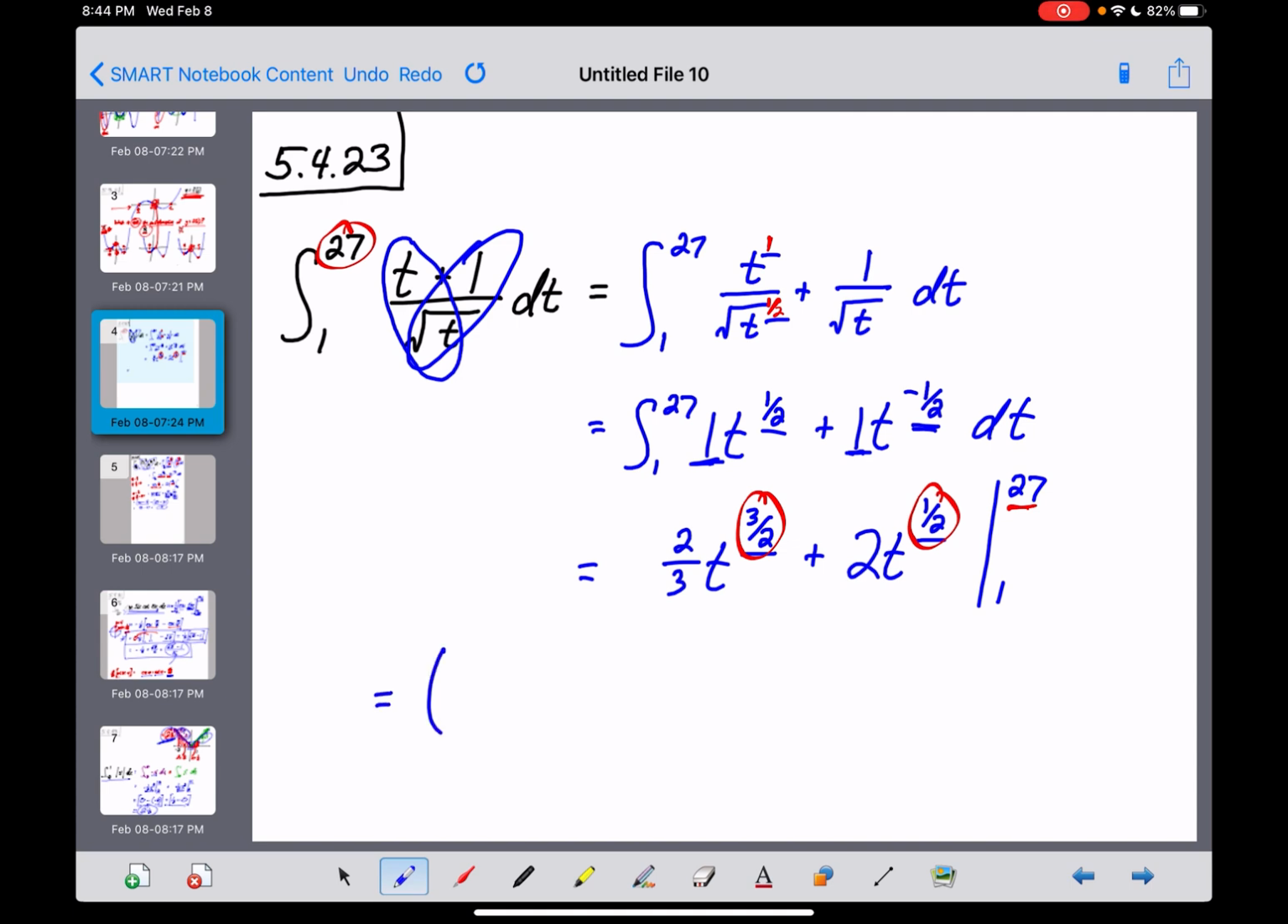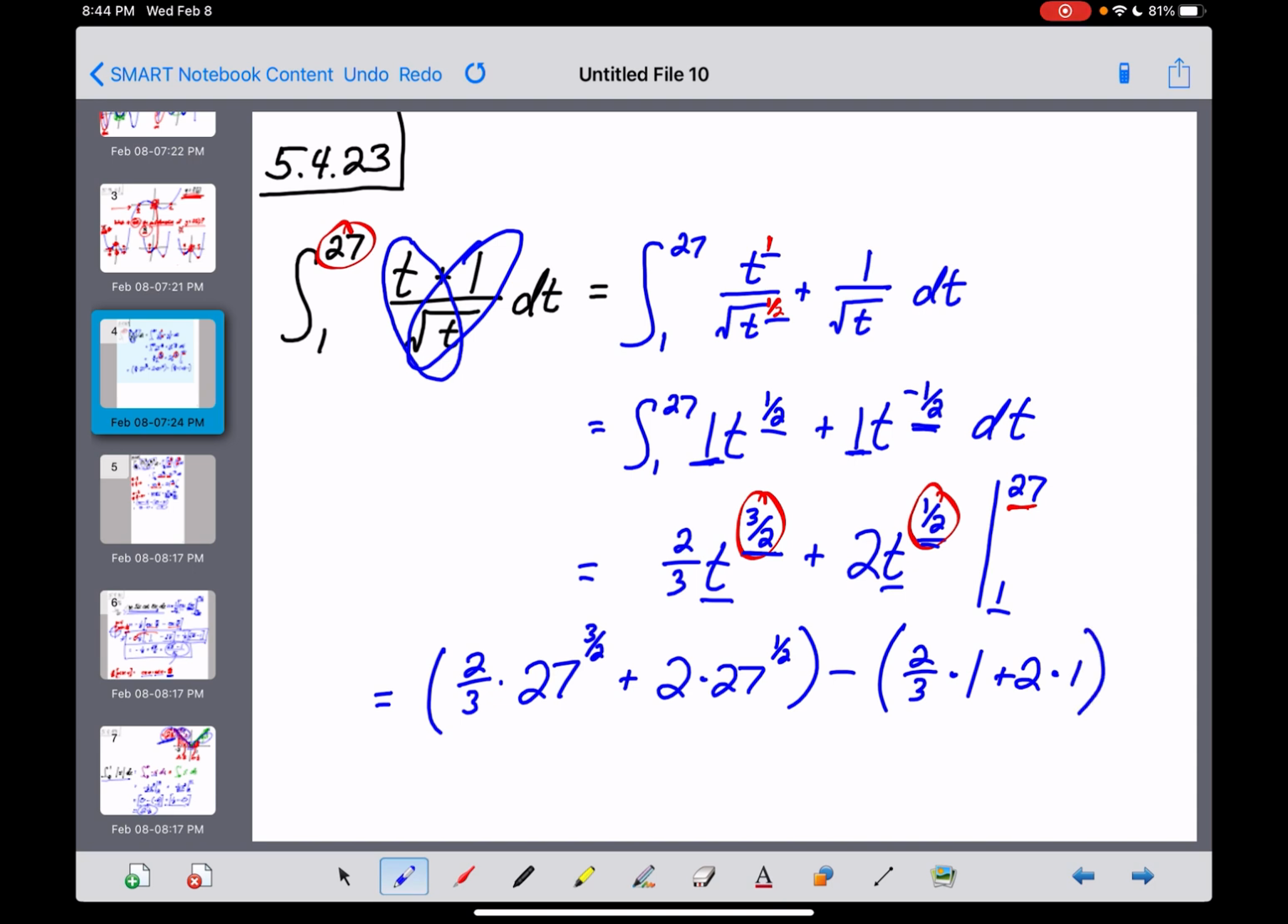Putting in the 27 first, guys, this is going to be a 2/3 times, let me just write this out, 27 to the 3/2 power, plus a 2 times 27 to the 1/2 power. Ugly. Minus, now this part works out okay, and I bet it's because 1 is both a perfect square and a perfect cube. We end up with a 2/3, and guys, I think we can do this in our head. 1 to the 3/2 power is just 1, plus 2 times 1 to the 1/2 power, that's 1 as well. Let's see what we can do to clean this up here, guys.